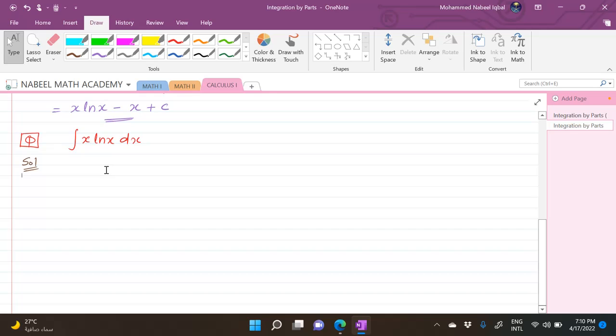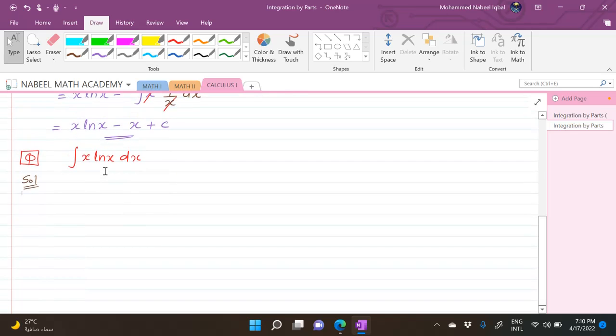Now we will take the u value. Here there are two functions: one is logarithmic, another one is an algebraic expression. Therefore, I will rewrite this integral as ln x times x dx. Is it the same?